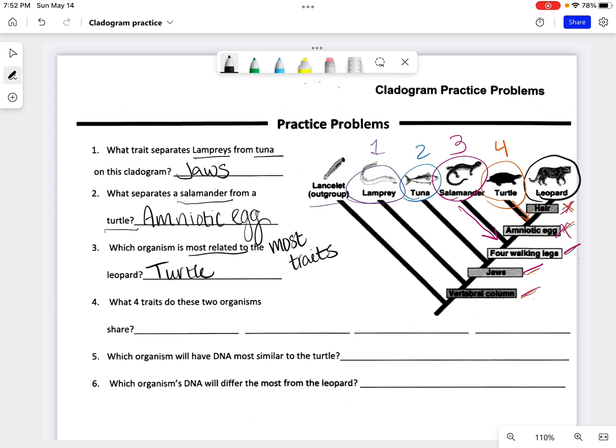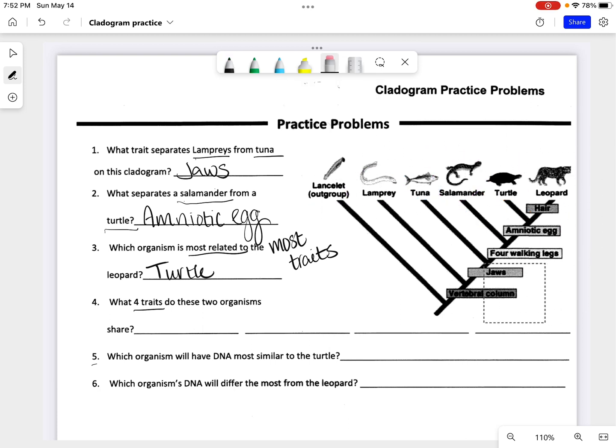All right. So then the next question, we've figured that out already. The 4 traits that these organisms shared are the amniotic egg, the 4 walking legs, the jaws, and the vertebral column. So you can go ahead and write that down. I'm going to skip to number 5. That one is asking us to figure out the organism that has the DNA most similar to the turtle. This one is a little bit tricky.